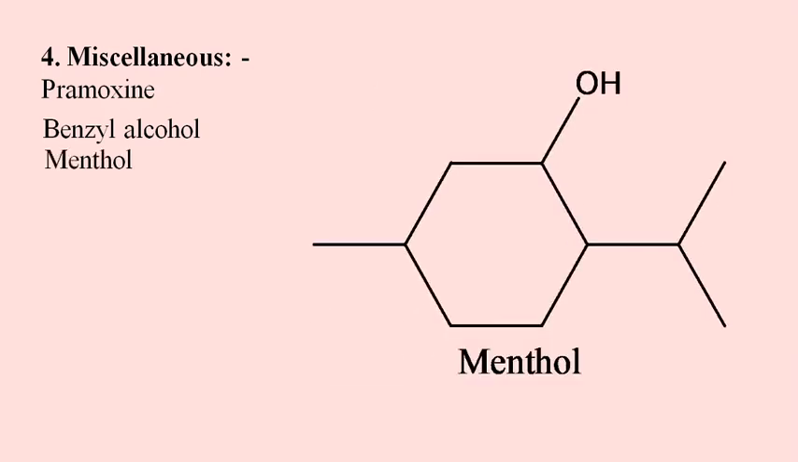Next, menthol. Menthol, it is obtained from the plant Mentha piperita or peppermint plant. Its IUPAC name is 2-isopropyl 5-methyl cyclohexanol. This is position number 1, this carbon, position number 1, this is 2, this is 3, this is 4, this is 5, and this is 6. This is position number 1 and this is 2.